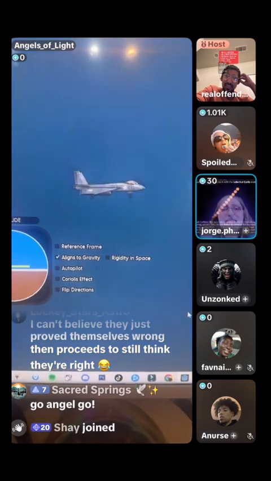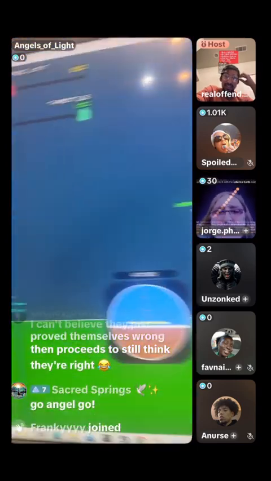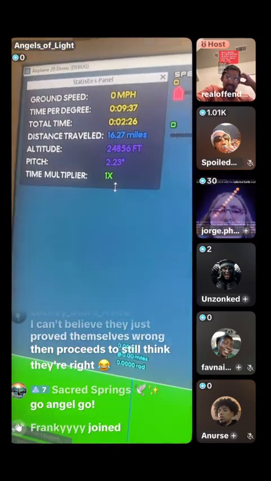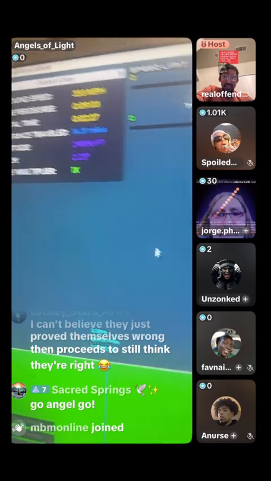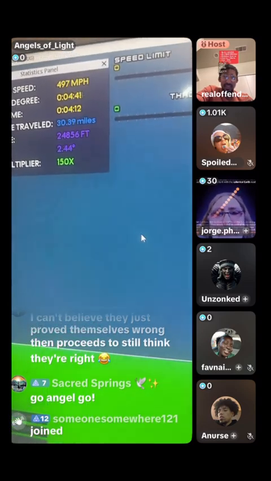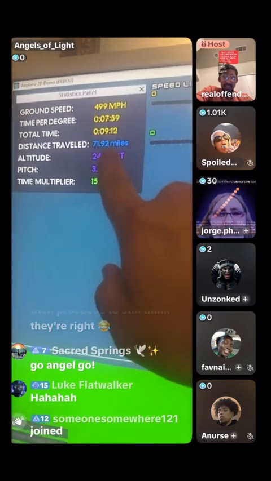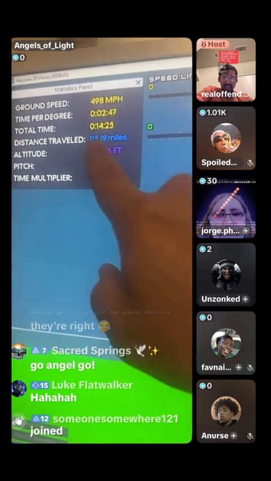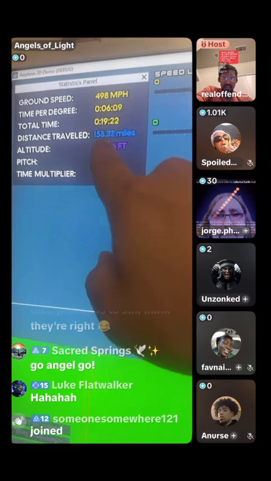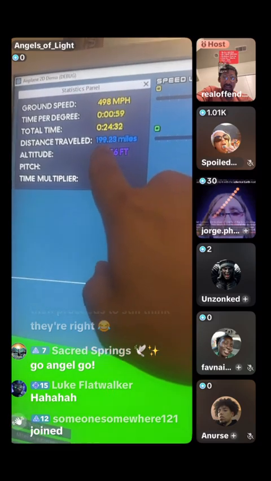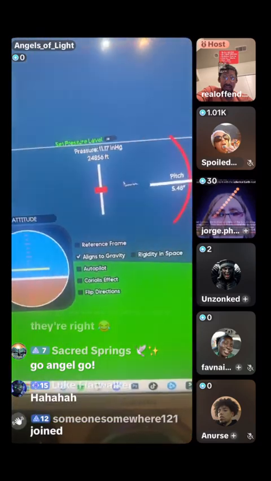Go ahead. Okay, good. So you said we never need to nose down. Now what I'm going to do is, it's on 1x now. I'm going to speed it up to 150 times speed. And this is how fast the plane's going now. It's going 500 miles per hour, but I've sped it up 150 times. So now this is how much distance it's traveled. And this is what it looks like on your globe.